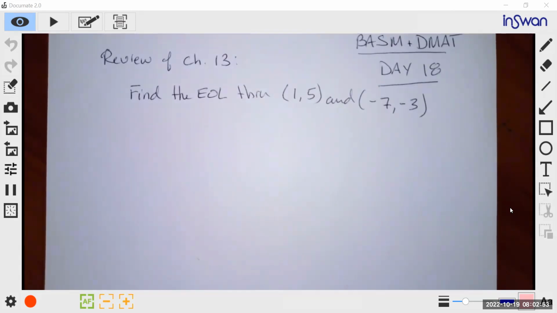Find the equation of the line going through the points 1, 5, -7, -3.